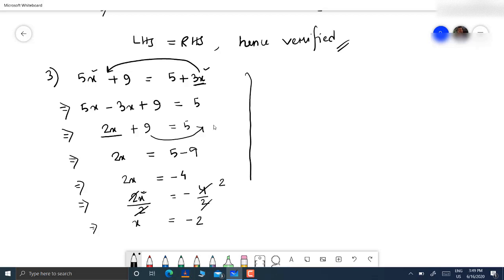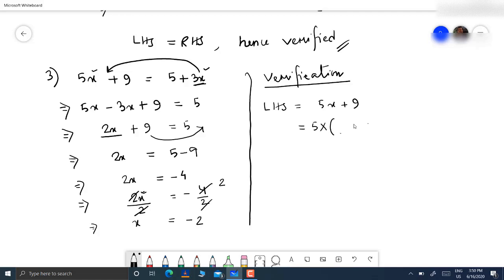Now coming to the verification part. This has to be verified again. So in the verification part, what do I get? First we have to start with the LHS. LHS equals 5x plus 9, yes or no? So putting the value of x here, I got 5 into minus 2 plus 9. The result comes as minus 10 plus 9. It will be equal to minus 1.